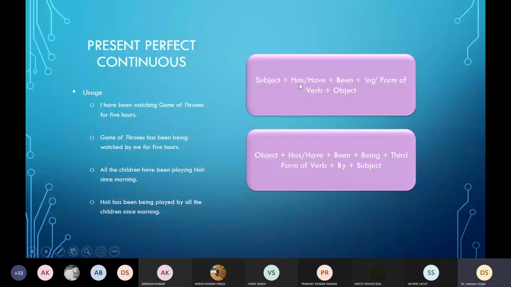So this is the rule. Subject plus has or have, depending on the plurality or singularity of the subject. Then you add been, then the ing form, and then the object. It will be reversed in this way: object, then has or have, depending on plurality or singularity of the object, and then been, then being. After that, the third form of verb, by, and then the subject.